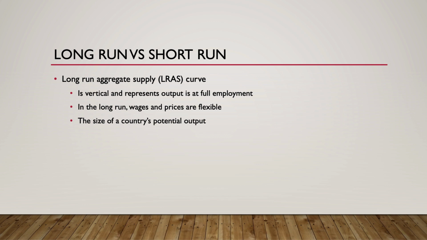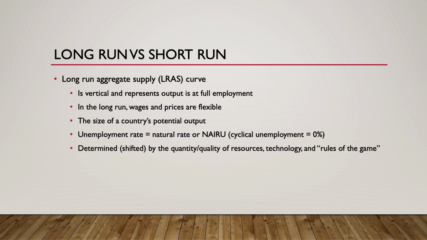That is, a country's level of productive output when resources are used efficiently and everyone who wants a job is able to find one, i.e., cyclical unemployment equals 0%. The determinants of the LRAS curve include the quantity and quality of resources, the state of technology, and the rules of the game. Examples being government policies that encourage new levels of productivity in the long run.